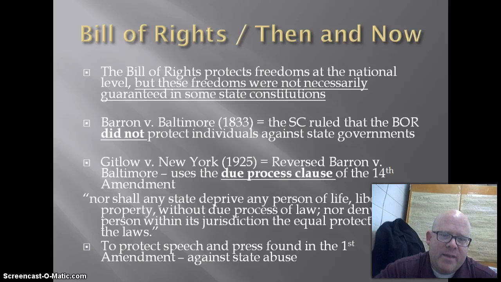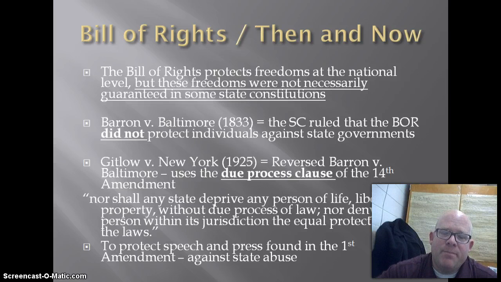Okay, so the Bill of Rights then and now. The Bill of Rights, when initially adopted, protected only the freedoms of the people from the national government. We're talking about the federal government. These freedoms were not necessarily guaranteed to be protected from state governments. So the Bill of Rights, when adopted in 1789, only applied to protecting citizens from the national government. It did not protect them from state governments.